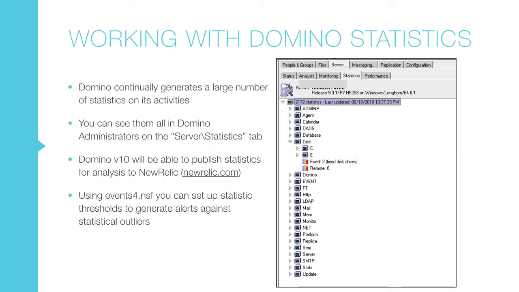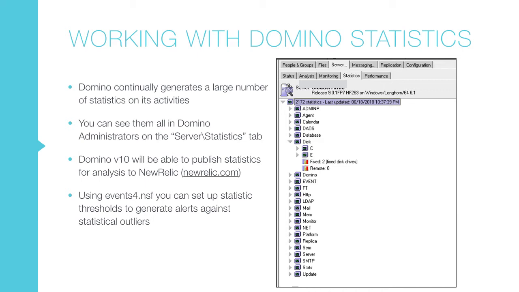Next, working with Domino statistics. Domino statistics are also in events4.nsf. Domino creates thousands of statistics. If you go to Domino Administrator, click on the server and then the statistics tab, you can see them all there. You can expand them there. You can also right mouse click on that top level. It says 2,172 statistics. I can copy and paste the whole lot into a spreadsheet if I wanted to.